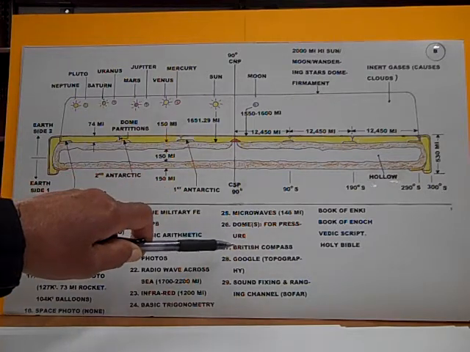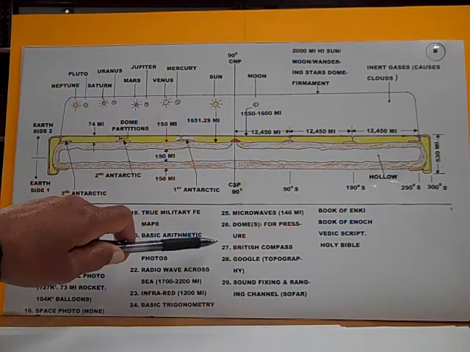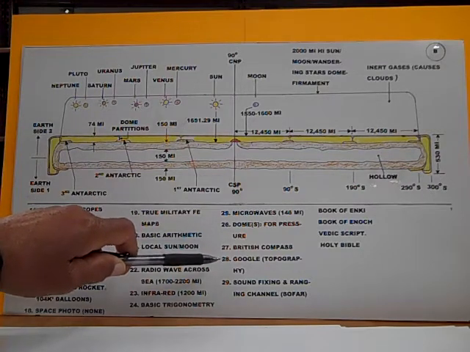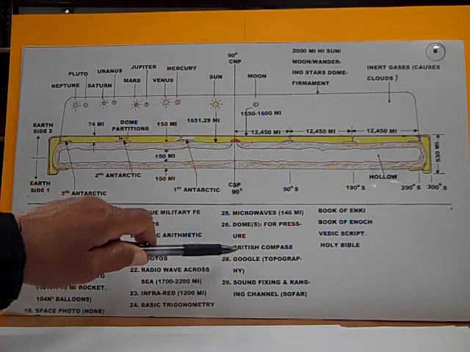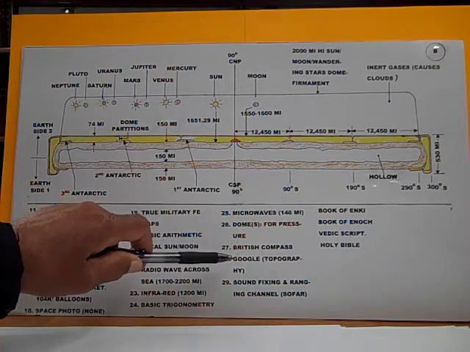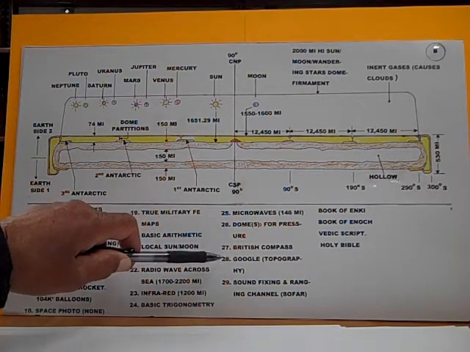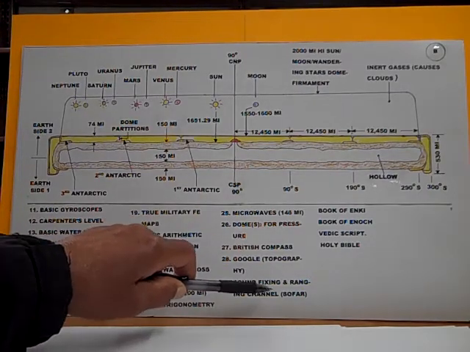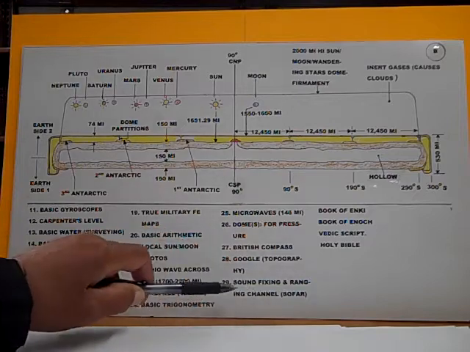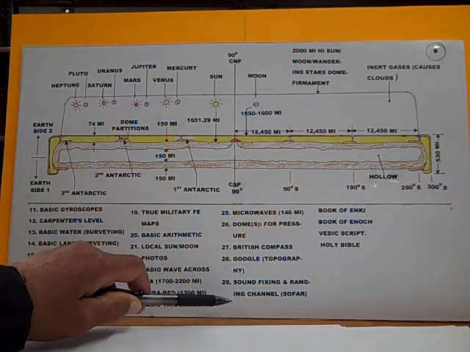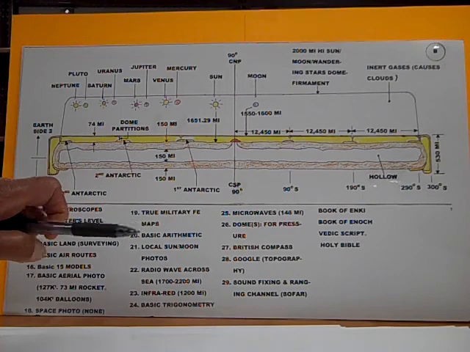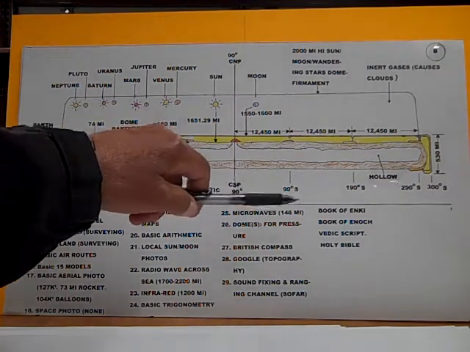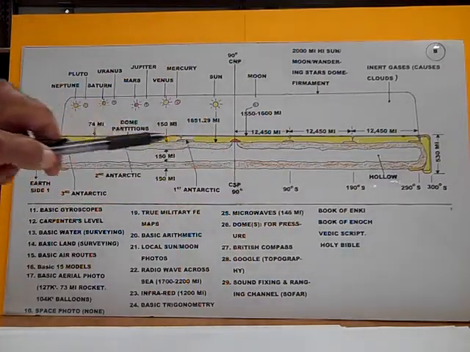Number 27, a British compass will show the Earth not to be moving. Number 28, Google. Go to Google's topography systems and you will see the Earth is absolutely, totally, utterly flat. Number 29, sound fixing and ranging channel called SOFAR. This is done by the United States Navy underwater, finding things by sound. Also used to find things.